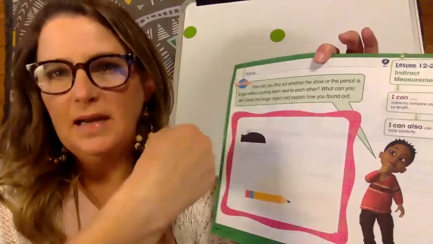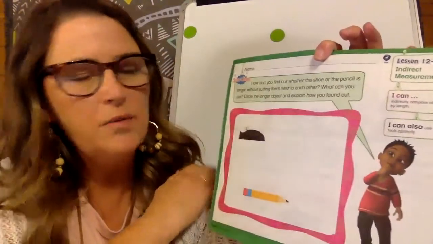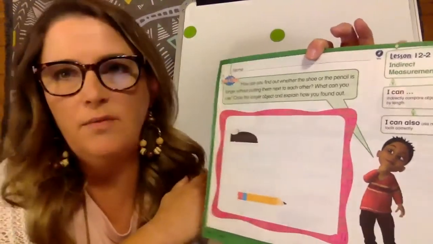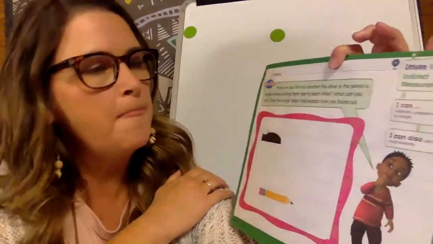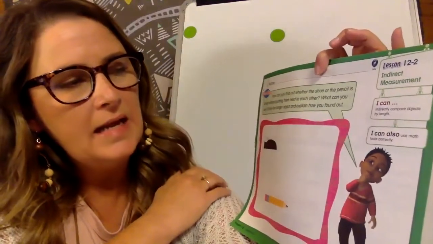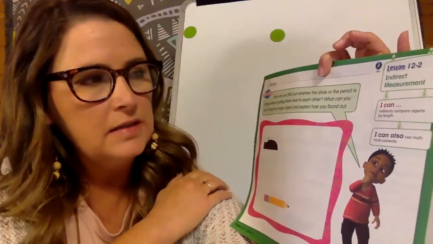That means we aren't going to be lining things up perfectly, and we're going to be using something different to help us figure out which one is longer or which one is shorter. Your I can statement says that I can indirectly compare objects by length.